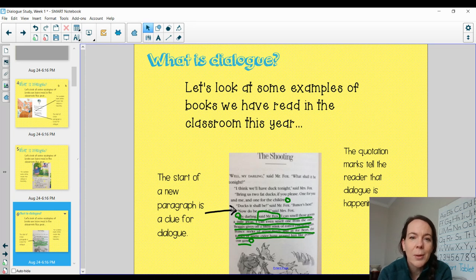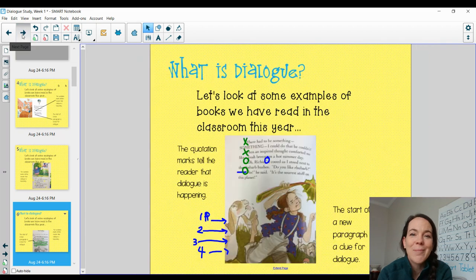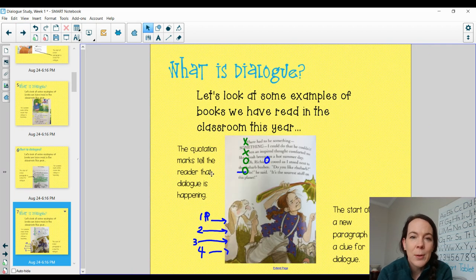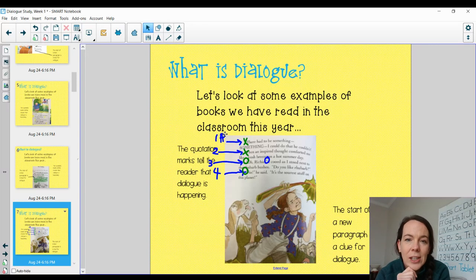Now, I want to take a look right here where it says, "Ducks shall be," said Mr. Fox. When it says, said Mr. Fox, because there are not quotation marks around that, we know that the author is telling us this is not dialogue. This is a dialogue tag. This tells us who is speaking and how they are speaking. Here's one more example, and we can see all these different indentations. There are actually 4 paragraphs here on this short page in the Patricia Polacco book.